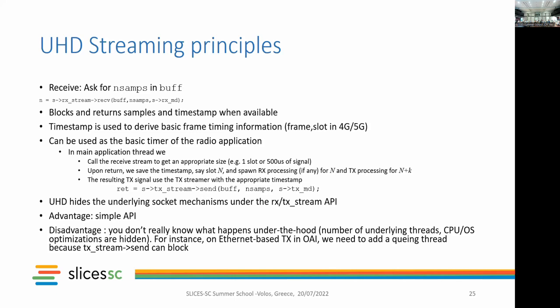Now, in the main application thread, you basically call the receive stream, you get an appropriate size, like one slot or 500 microseconds of signal. When it returns, you save the timestamp, say for slot N. You tell the receiver to start processing slot N, and the transmitter to start processing something in the future at N plus K. And the resulting transmit signal uses the TX streamer with the appropriate timestamp, and you just send the transmit buffer at the time relative to what you receive. So you can see every time you receive, you resynchronize or you keep in sync with the hardware. It basically provides a real-time handshaking. And one of the nice things about UHD is that it completely hides the underlying socket mechanisms under the RX/TX stream API.